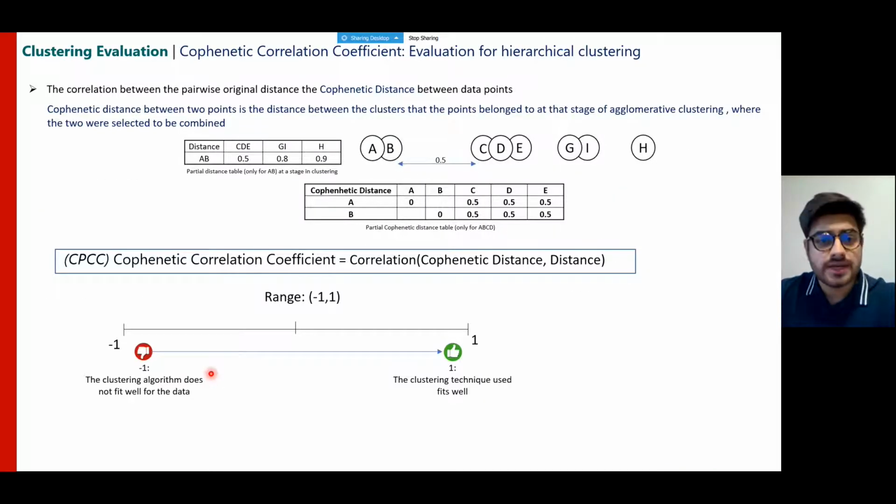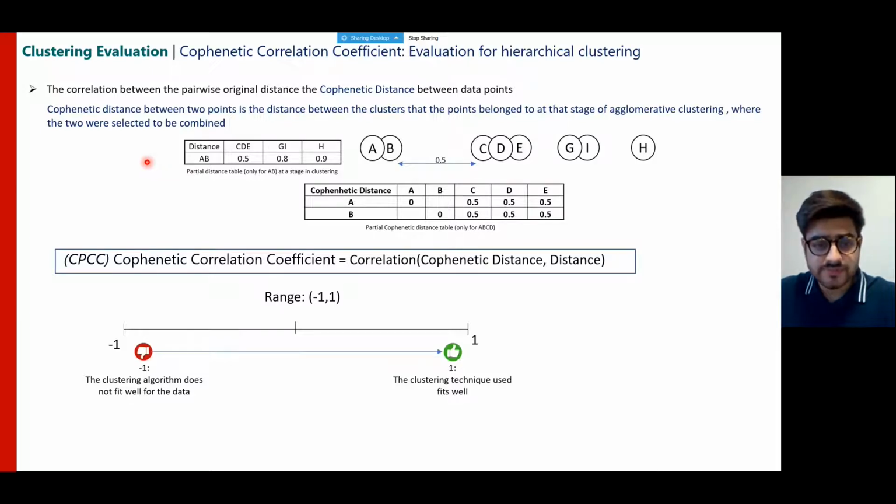Moving to the next metric we have, it is the cophenetic correlation coefficient. It is used to evaluate how well a hierarchical clustering algorithm works on the data set. To calculate it, we just find the correlation between the original distance between all the points and the cophenetic distance. Now, the cophenetic distance between 2 points is the distance between them just before they were merged. So at that stage of agglomerative clustering where these 2 points are supposed to be merged, what is the distance between them? That is defined as the cophenetic distance.